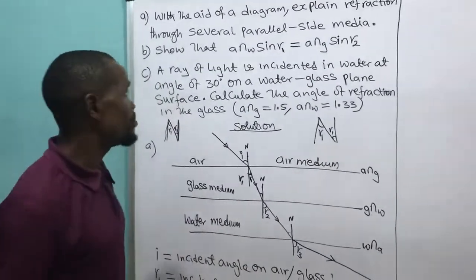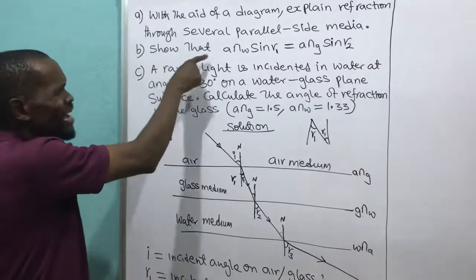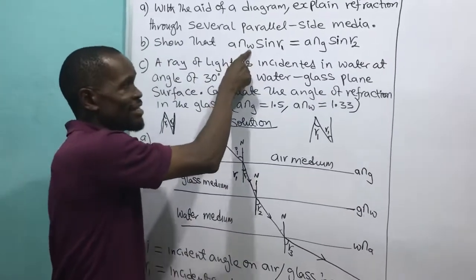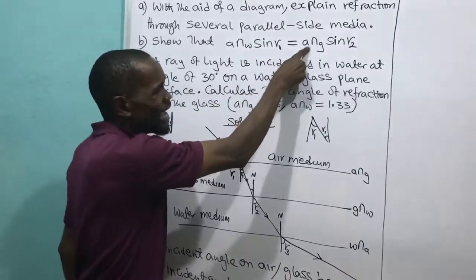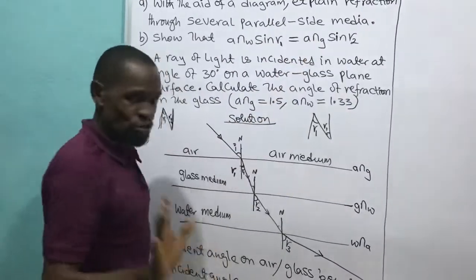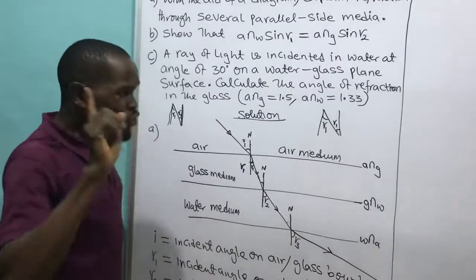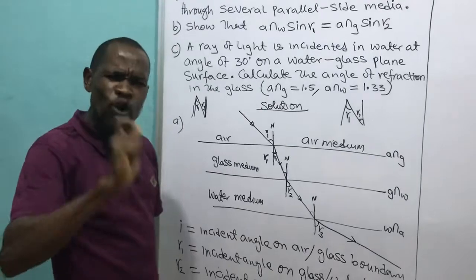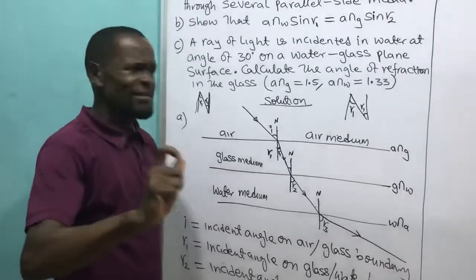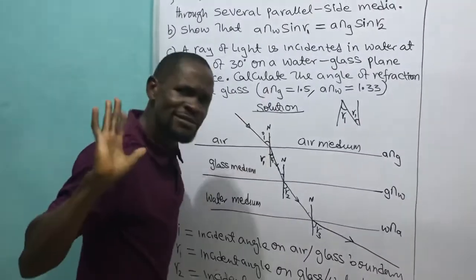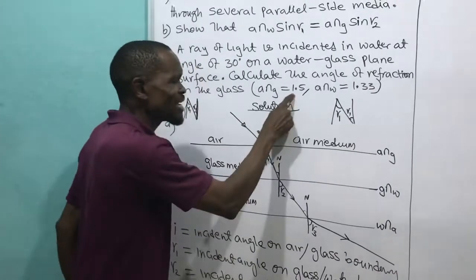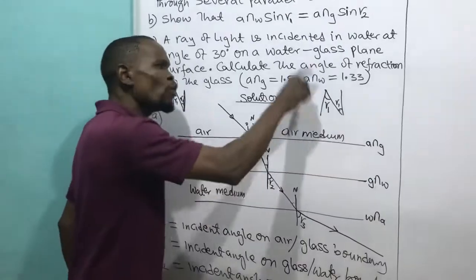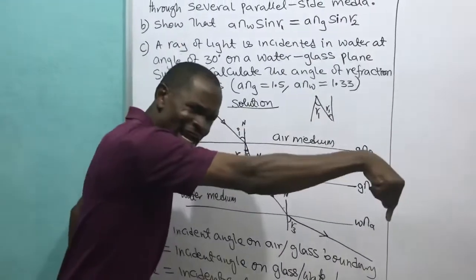Let's go to question number b. Question b says, show that the refractive index from air to water, sine r1, is equal to air to glass, sine r2. That's what they told us to do. You remember, the only refractive index I know in optics is air to glass, which is 1.5, exactly 3/2. And water to air to water.